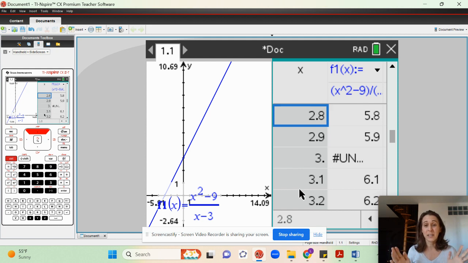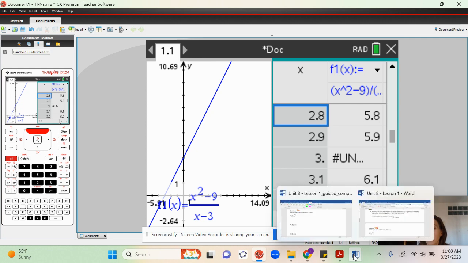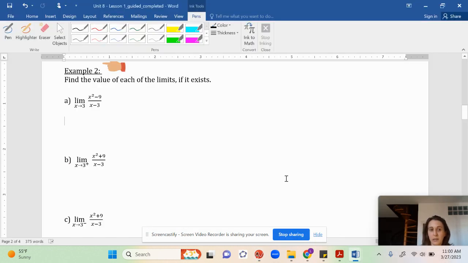Now, it can't ever be 6. We know that it's impossible for it to ever reach 6 because when x was 3, the function is undefined. But that's not what a limit is saying. The limit is saying, as x is getting closer to 3, from both ends, what is y getting closer to? And so we can see that the limit of this function as x approaches 3 is equal to 6. And we could see that graphically.